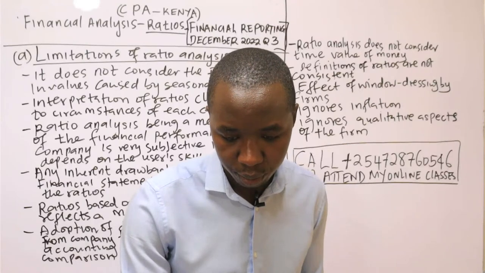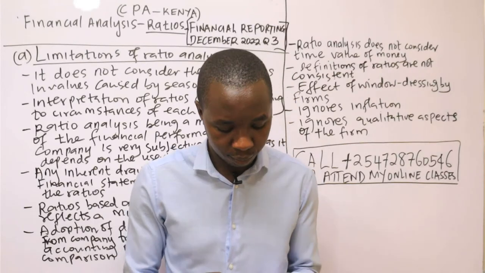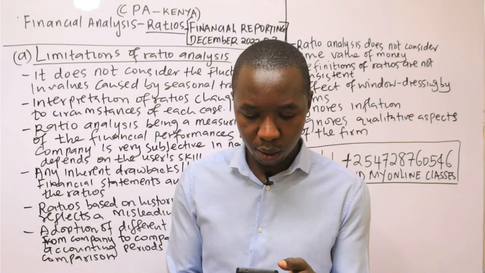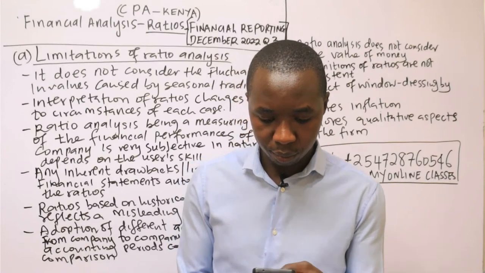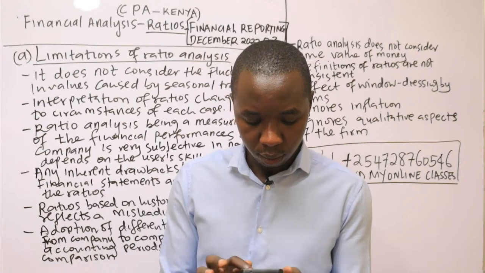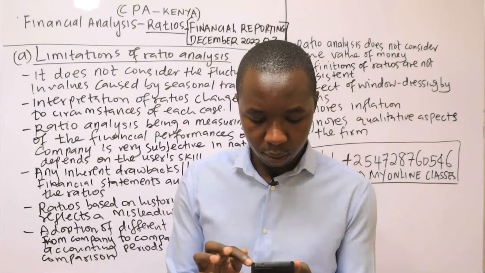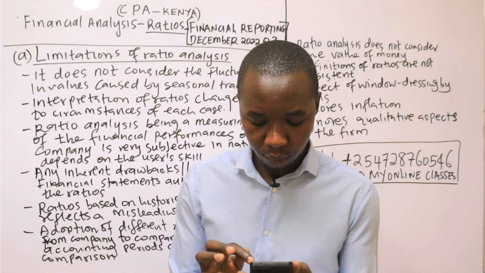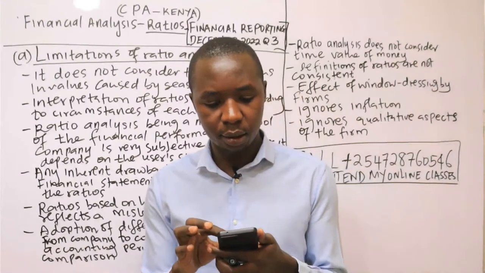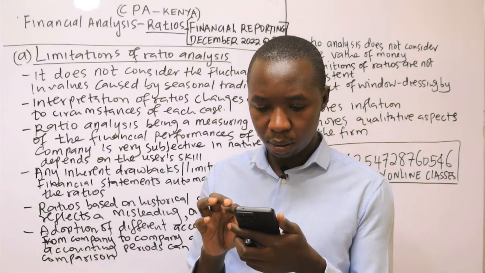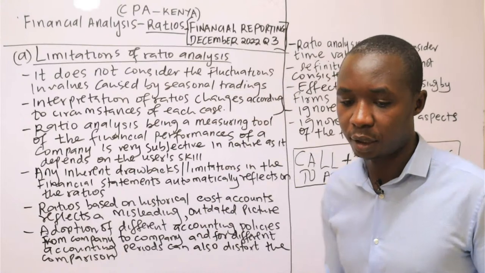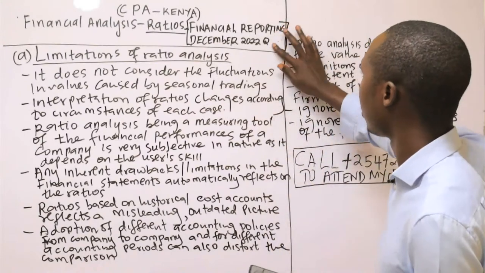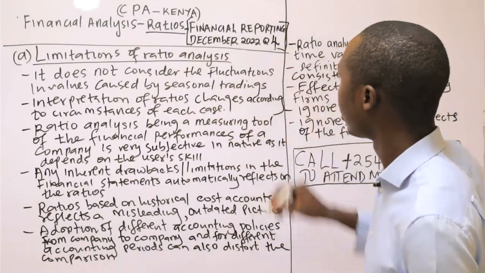So anyway, let me open. I'm just giving out the question from my mind because I have done it previously. Let me read specifically what they require. So it's December 2022, financial reporting. Yes, that is the question. It's question four, not question three. Sorry for that. December 2022, question four, not question three. This is question four.